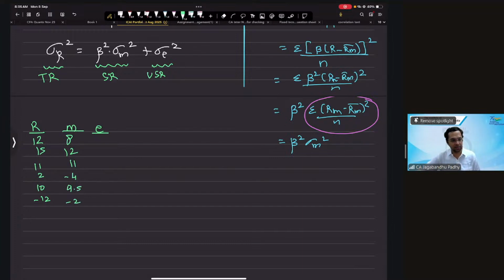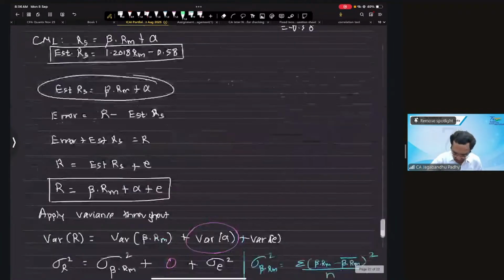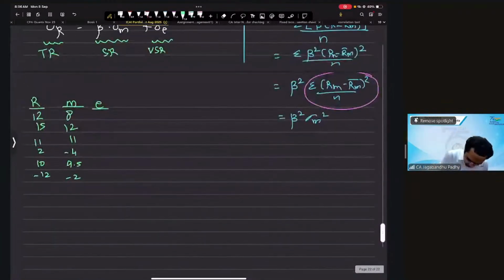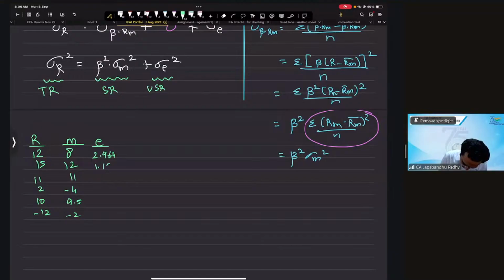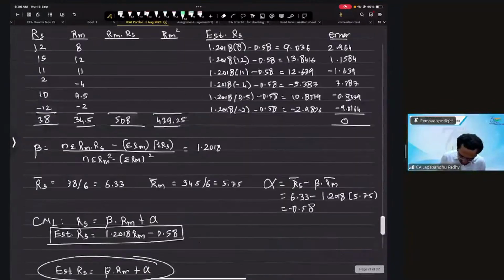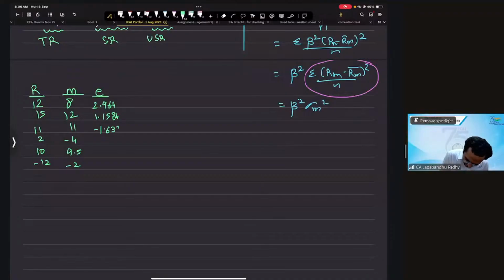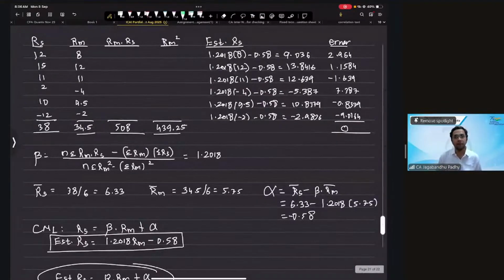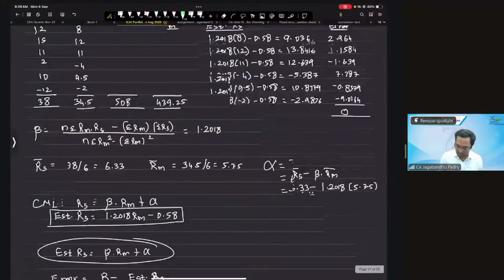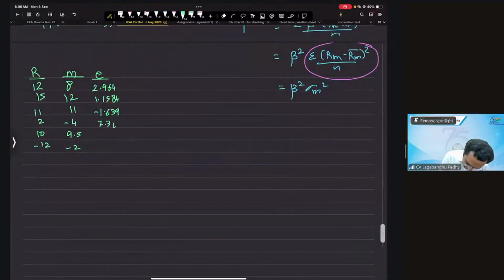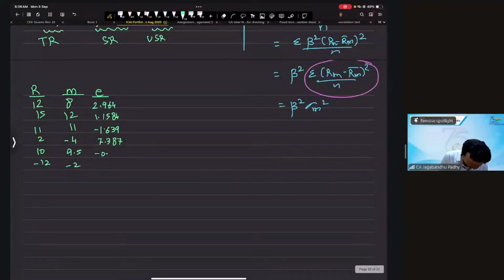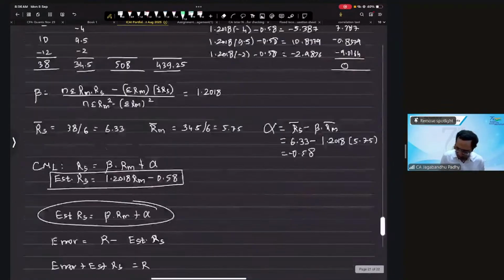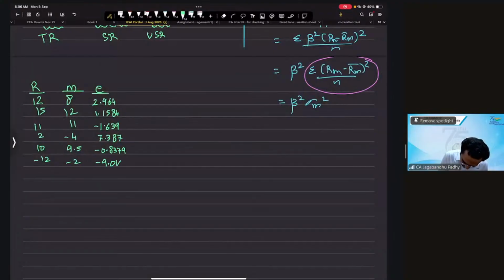And then we have the error terms. The error terms that we computed over here: 2.964, then 1.1584, then minus 1.639, then 7.387, and minus 0.8379, and then we have minus 9.0164. So we have the return of security, return of market, and the error term.